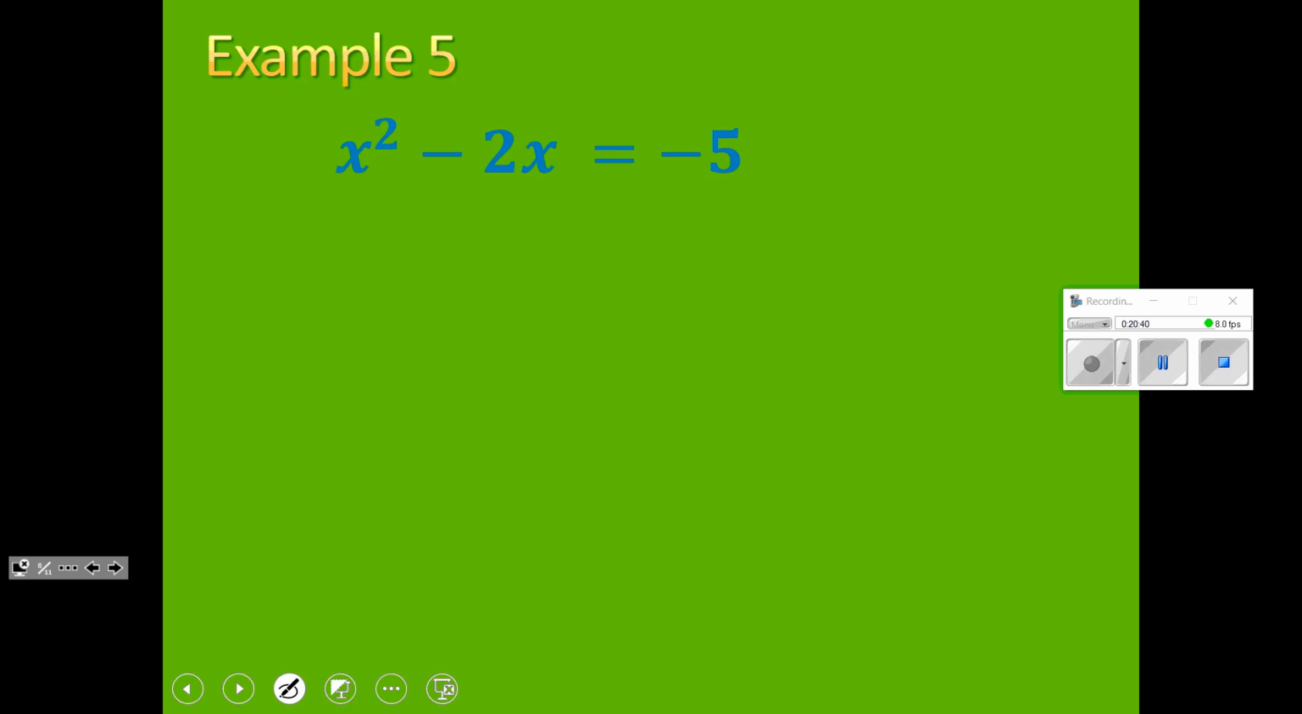All right, let's try this one. And this will probably be where we stop. So let's try this one and then we'll be finished. Okay? So first we got to set it equal to 0. So let's move this over. X squared minus 2x plus 5 is equal to 0.